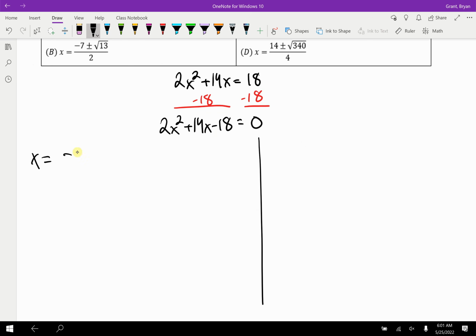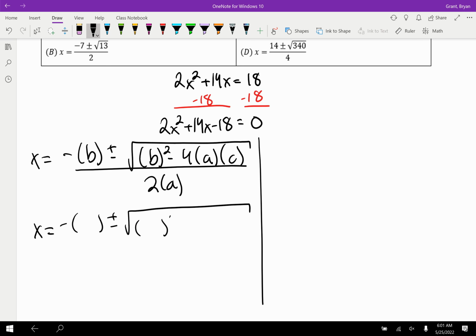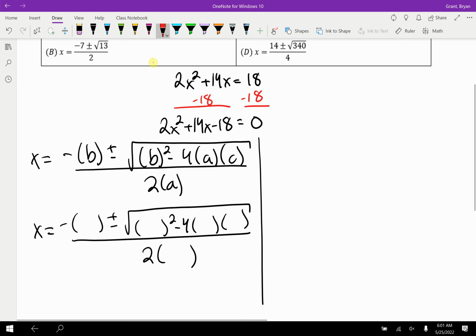Quadratic formula. I'll write it just the one time. You will probably get the quadratic formula on your test, but hopefully you've used it enough so you don't need to have it. If you have it memorized, it's definitely a little bit faster. So, we're going to say negative b plus minus the square root of blank squared minus 4 times blank times blank, all over 2 times blank. We should be able to identify our a and our b. Don't forget that negative on the c. So 14, 14, 4 times 2 times c, all over 2a.